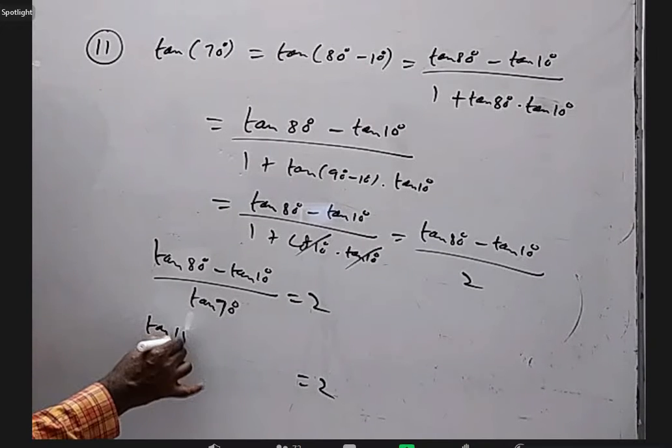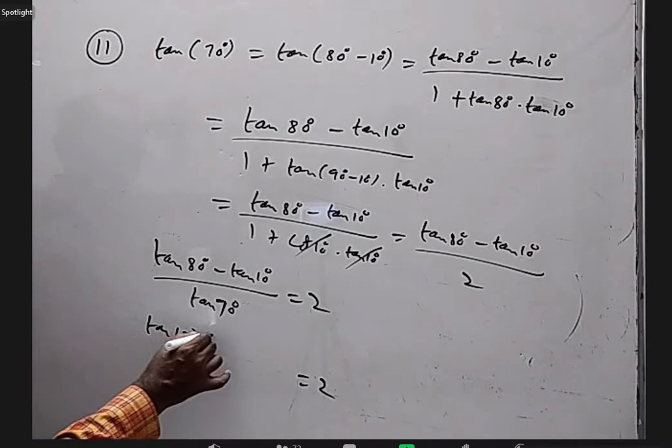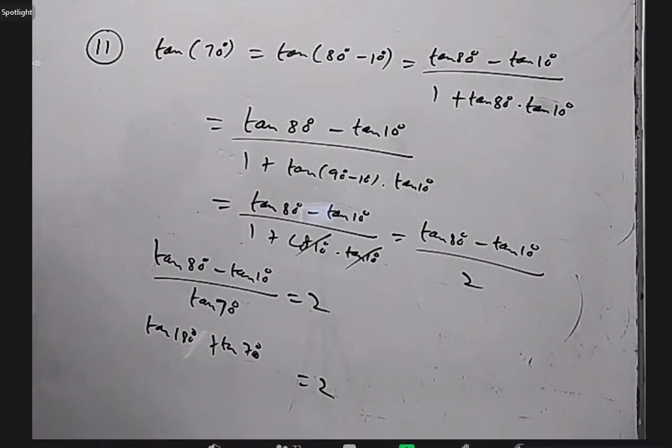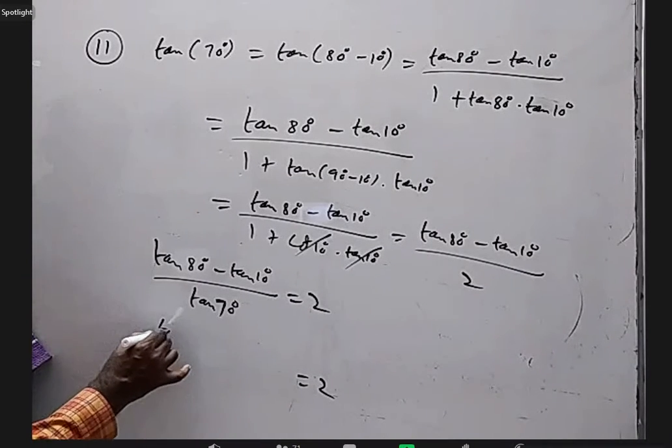Tan 180 I should write. 180 plus 70. Tan 180 plus tan 70 I should write, you are saying? No, sir. The angle is. Okay, I should write tan of 250 degrees, you want me to write. Yes, sir. Okay. Tan 250 degrees, okay.